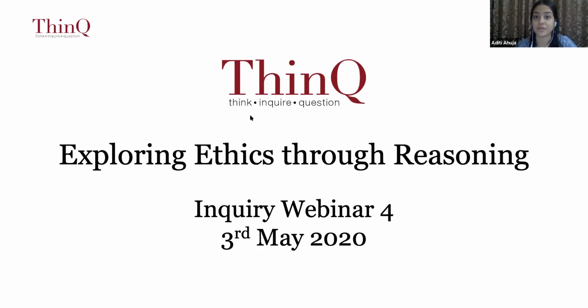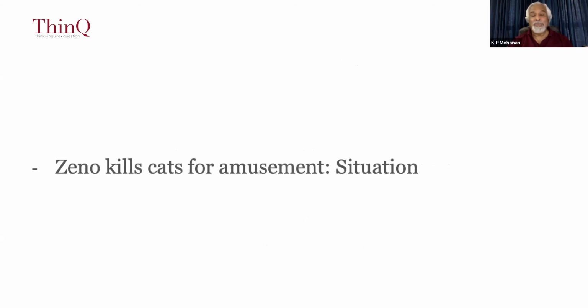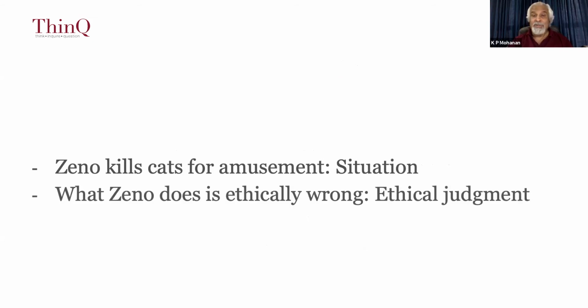Before we start talking about ethical judgments, it's a good idea to state clearly what we mean by that. So Mo, what is an ethical judgment? Okay, let's take an example. Here is a situation. Here is a person, Zeno, who kills cats for amusement. If he told you that, what would be your judgment on Zeno's action? You would say, what Zeno does is ethically wrong. That will be a judgment if you hear about that.